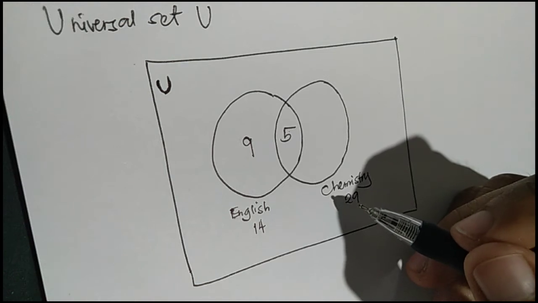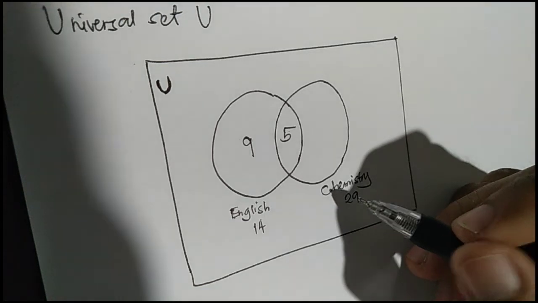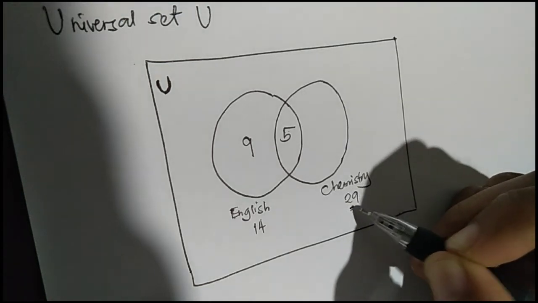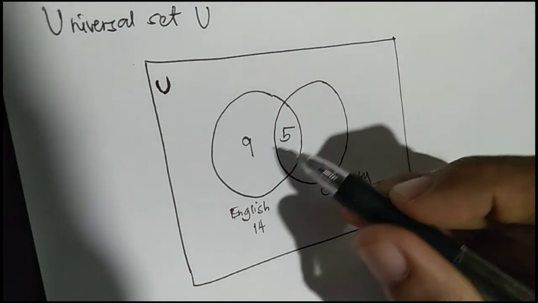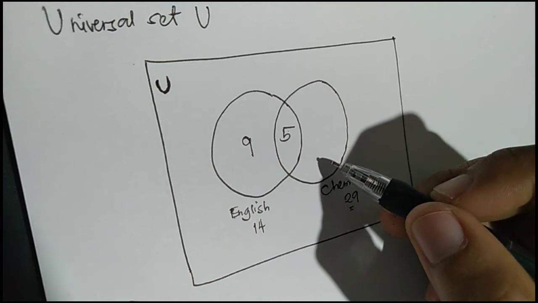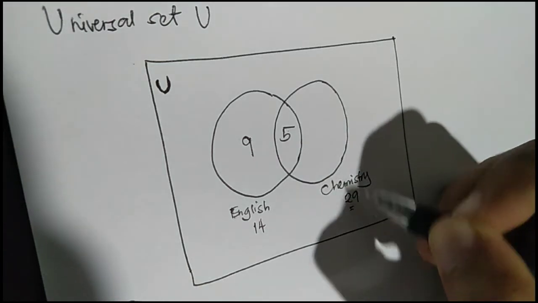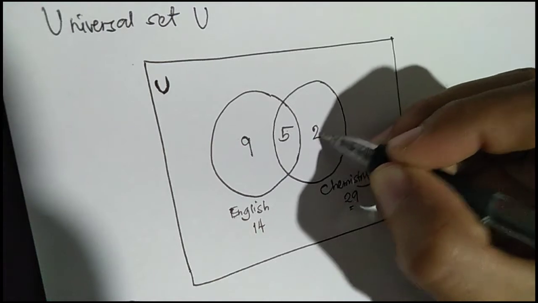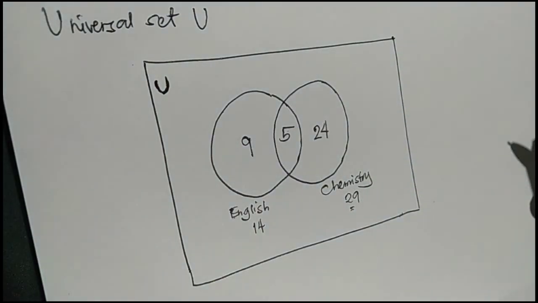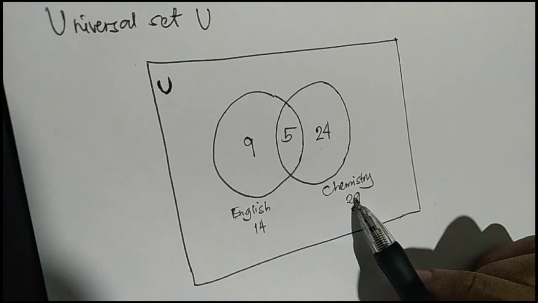Next, account for 5 of the 29 chemistry students. Out of 29, there are 5 students taking both English and chemistry. How many are taking only chemistry? Simply subtract: 29 minus 5 will give you 24. So 24 students are taking only chemistry.